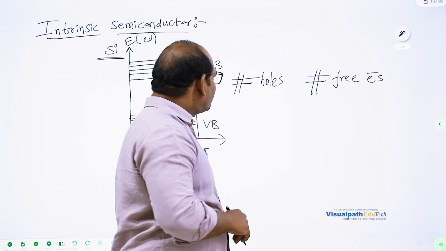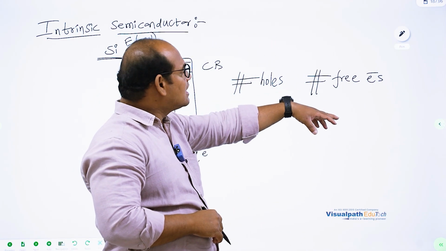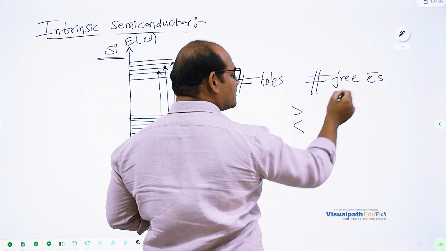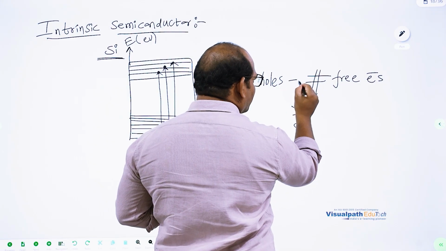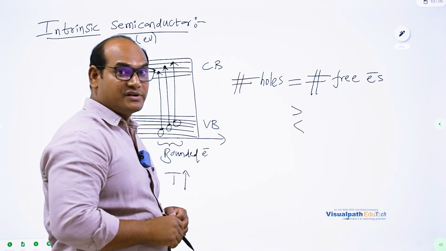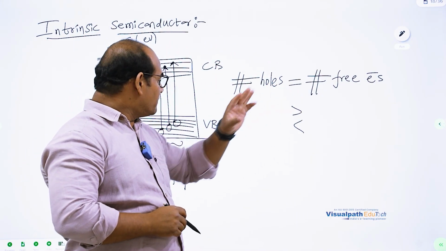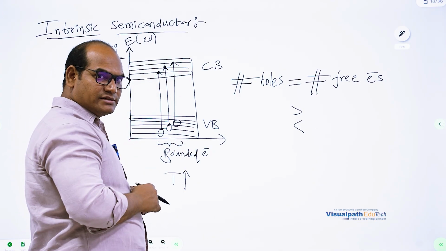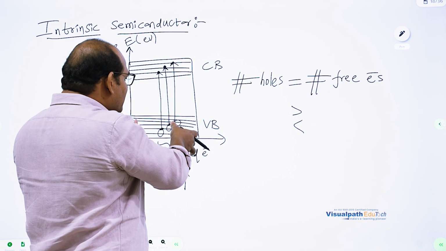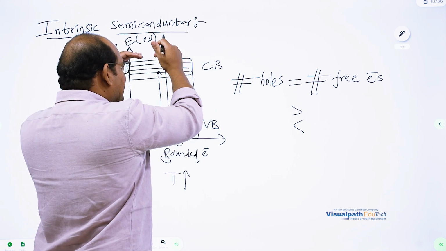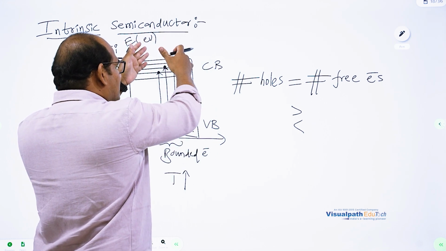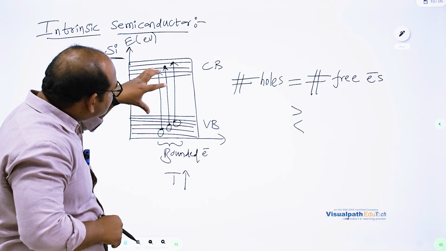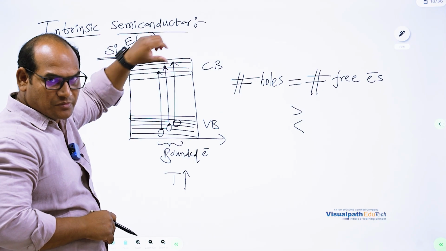Can you say number of holes are greater than the number of free electrons? Or can you say number of holes less than the number of free electrons? Or can you say number of holes is equal to number of free electrons? This is correct, because how many energy levels are there, that many bonded electrons are there. If you increase the temperature, all the bonded electrons will go to the conduction band, creating the same number of free electrons, so the same number of holes will be created.